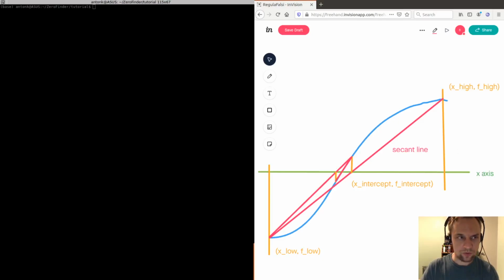In this tutorial, we're going to learn how to implement a zero finder using an algorithm called Regula Falsi, which is an algorithm very similar to Newton's method. However, this algorithm is guaranteed to converge to a zero in the function, assuming that the zero is bracketed by two x values.